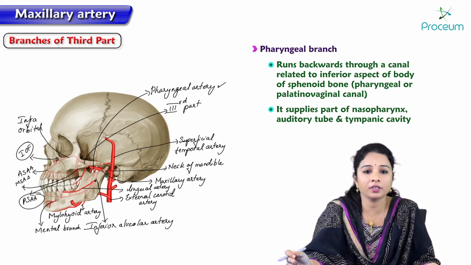Next, artery to the pterygoid canal. It is of the same name because it helps to supply the pharynx, the auditory tube and tympanic cavity, and it runs in a canal called the pterygoid canal.